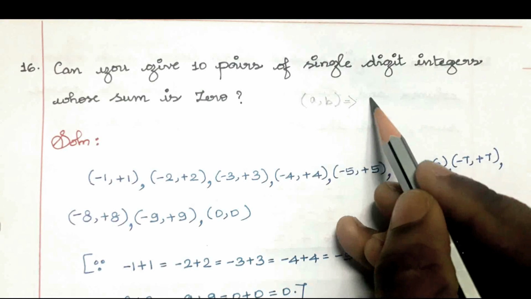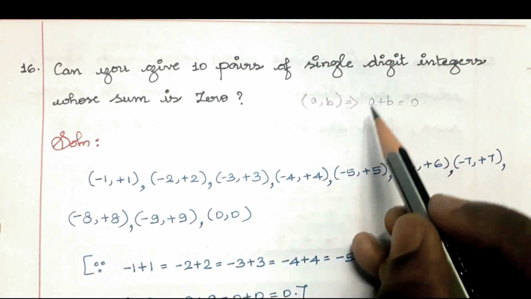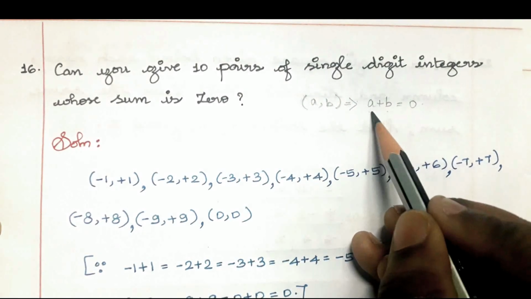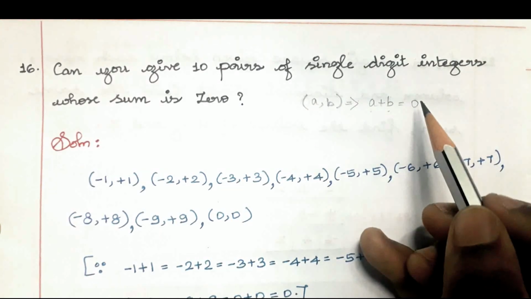This implies a plus b should equal 0. So we have to find what those two integers in a pair are, so that the pair will make the sum of the integers 0, right? Solution.